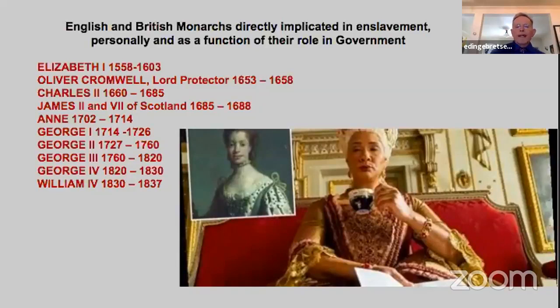English and British monarchs directly implicated in enslavement, personally and as a function of their role in government. Elizabeth, who remarked to one of her advisors that she hoped that the Africans who were being taken captive had wanted to do it themselves, that is to say that they wanted to do it and go. Oliver Cromwell, sending Irish. Charles II, then his brother James, then Anne, then George, 1, 2, 3, 4, and 5, all the way up to 1837.